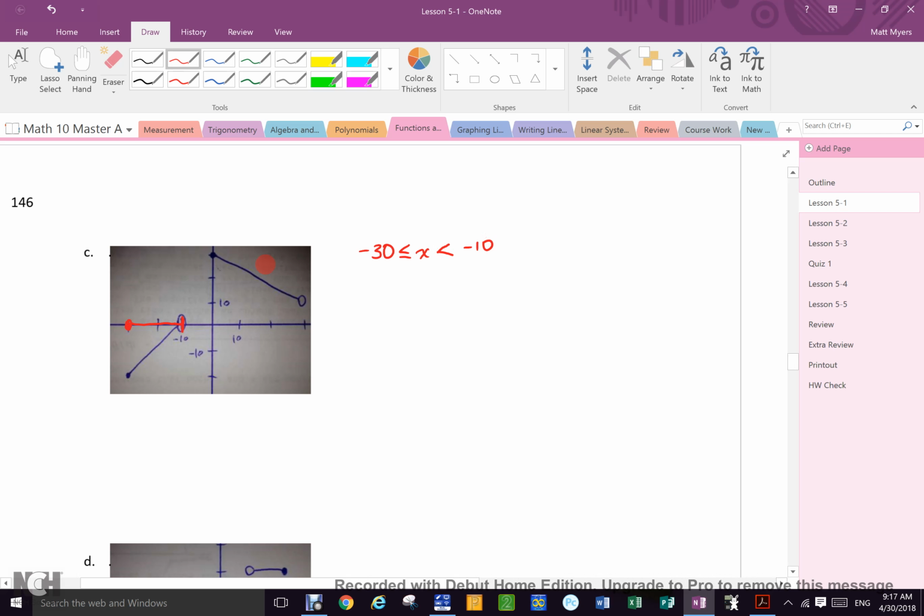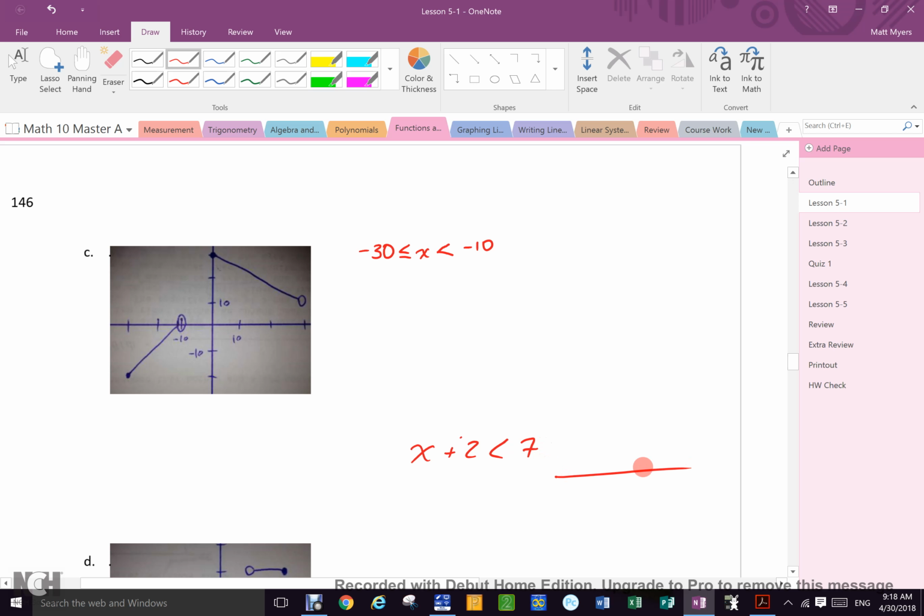Why do I have two different signs there? Because the line ends just before. There's an open dot there. Do you all remember that from grade 9? When you had to do x plus 2 is less than 7.